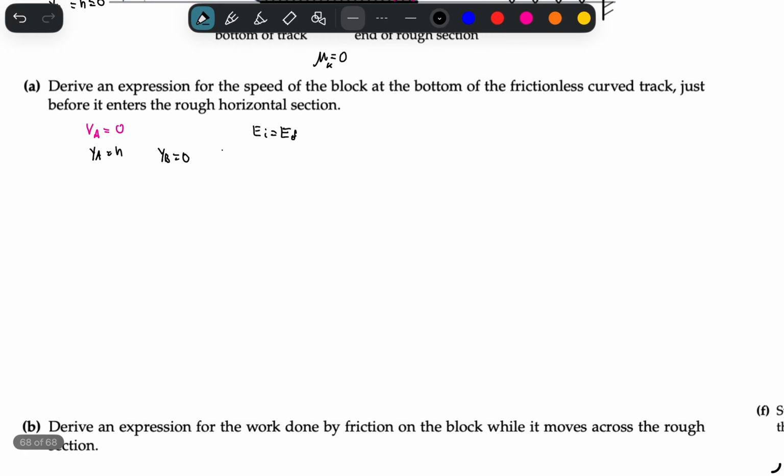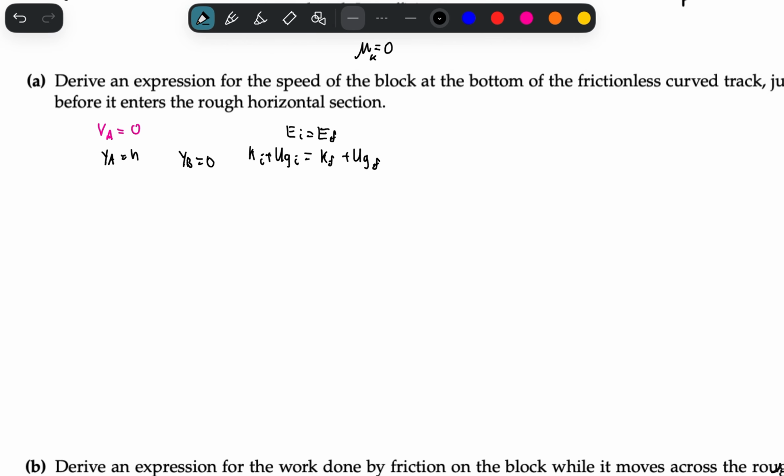So we are going to set our kinetic energy initial plus our potential equal to our final. Initially, when we are at our maximum potential energy, we have no kinetic. And for the final, we are going to have 0 potential because we're going to be at a height of 0. After this, we have just mgh, and we have 1/2 mass times vb squared.